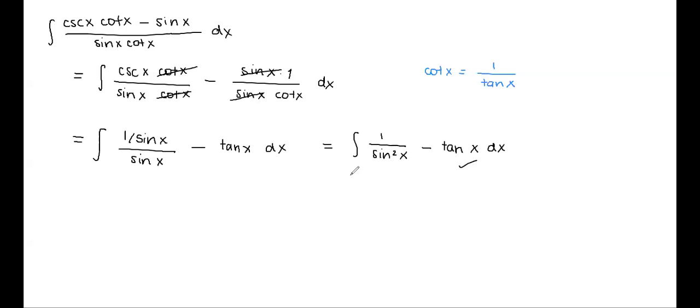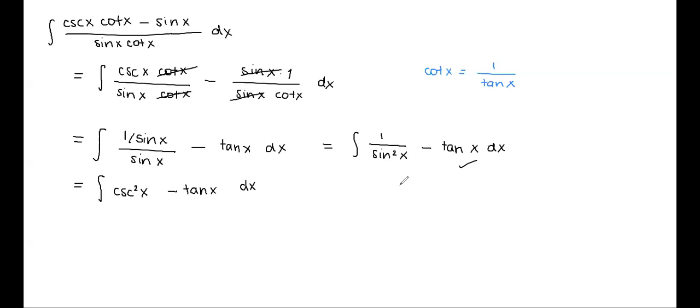Now this term I know how to integrate, but I still have to write this in a way that I will be able to integrate it. Can anybody tell me what 1 over sine squared of x is going to be? What's 1 over sine squared of x? Is it cosecant squared x? Cosecant squared of x, yes.